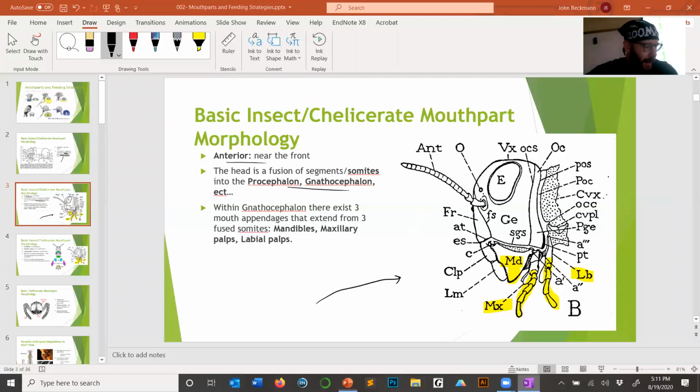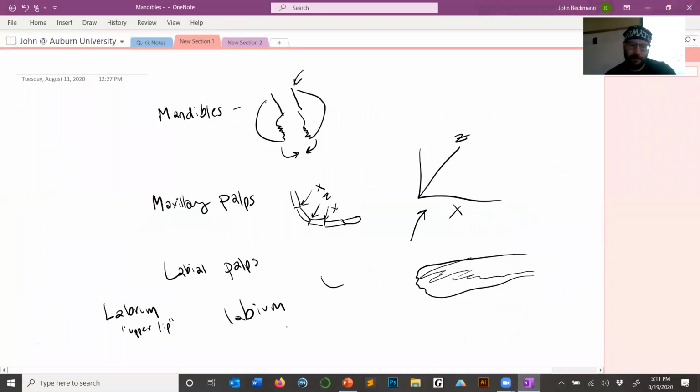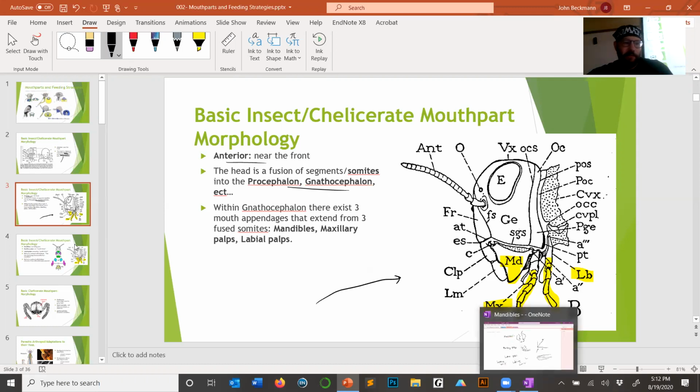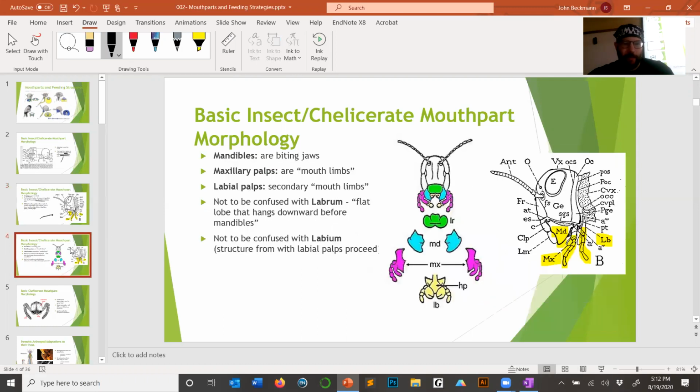Okay. And the labium is the lower lip, and from the labium proceed the labial palps. I don't think it's marked in here, but the labium would be a structure right here from which the labial palps come out. They're marking it as this thing right here, LB. Okay. So that's the basic gist of the insect mouth parts.